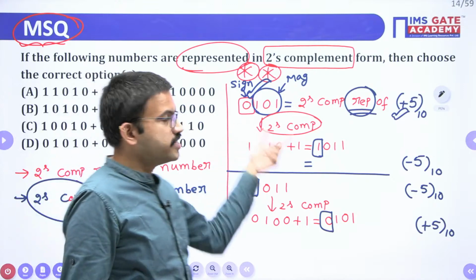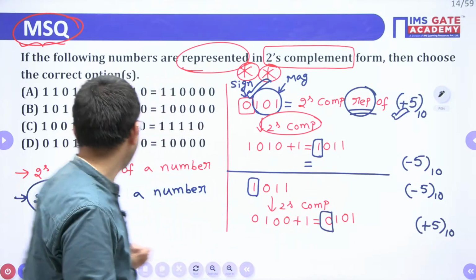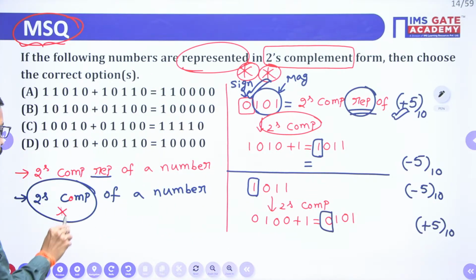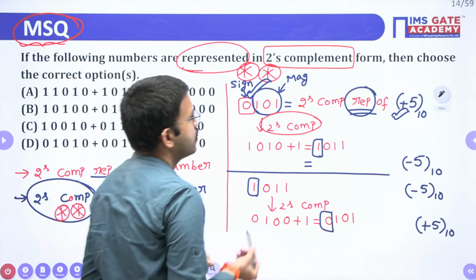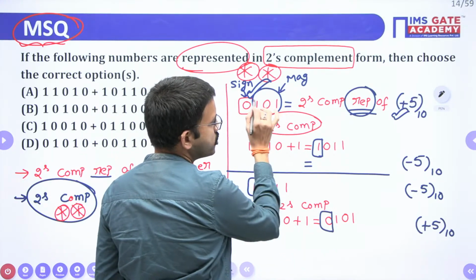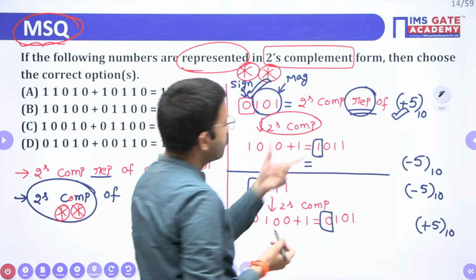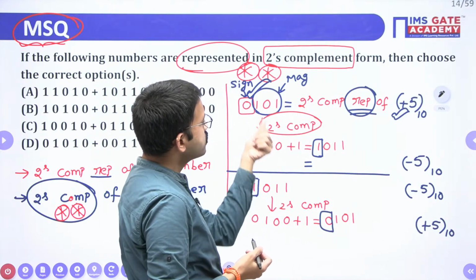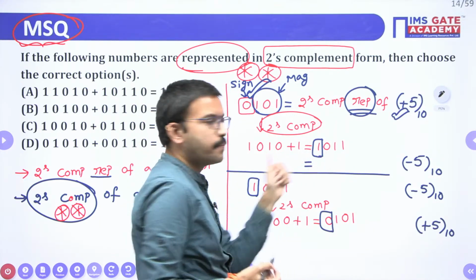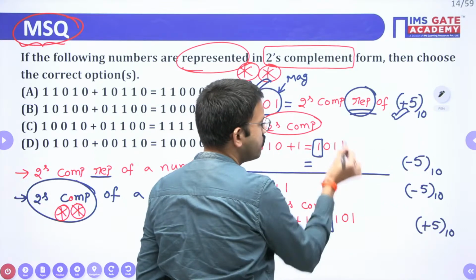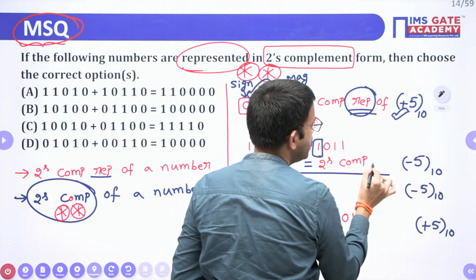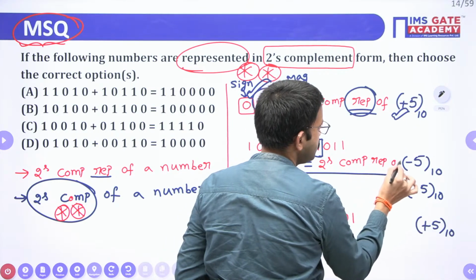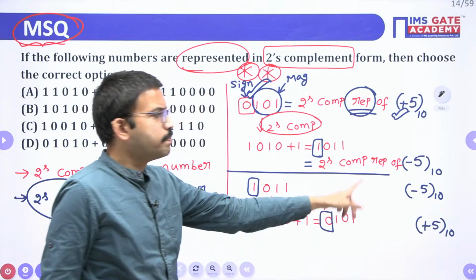Yes, I hope it is clear for everyone up to this point. Okay, there is no confusion regarding this point. Now carefully observe. Here you have a positive number, which we have written like this. When you apply 2's complement to a positive number, you got a negative number. That means now this 1011 we can write as the 2's complement representation of minus 5.